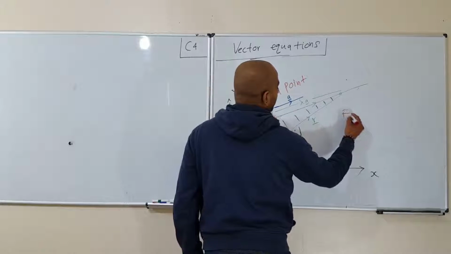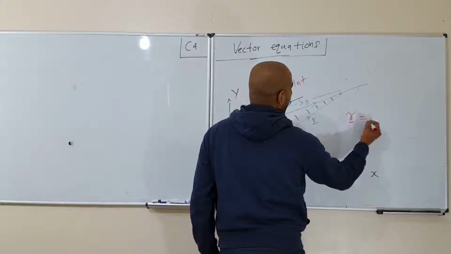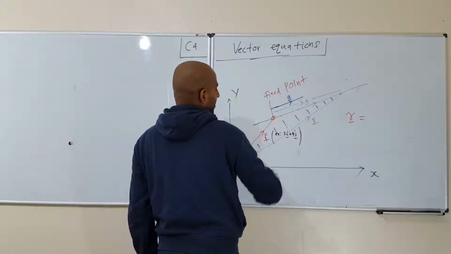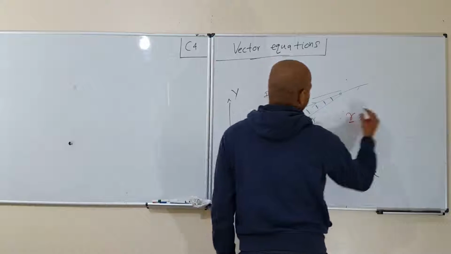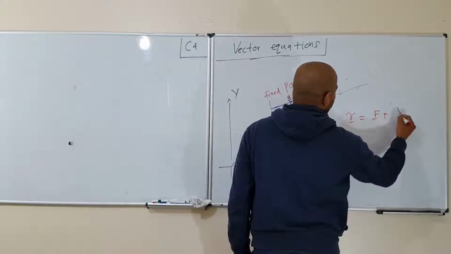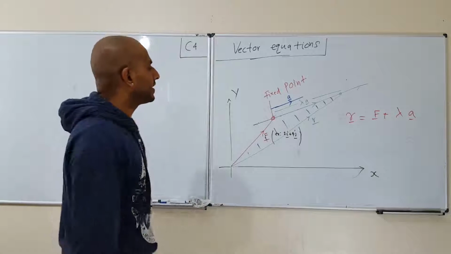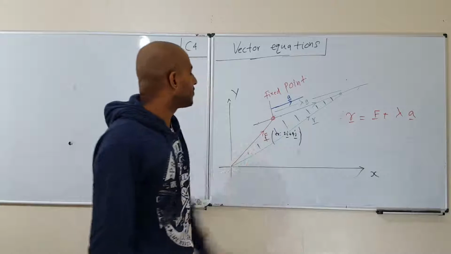So R equals, R is any general vector on that point. The position vector in general equals F plus lambda A. That's it. That's the genesis of the vector equation. As simple as that.